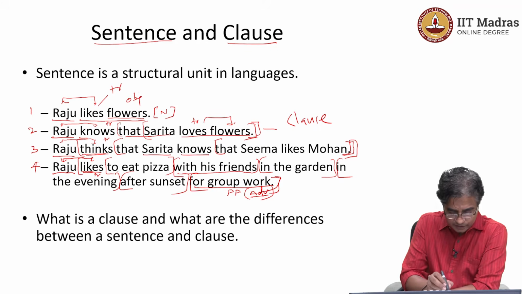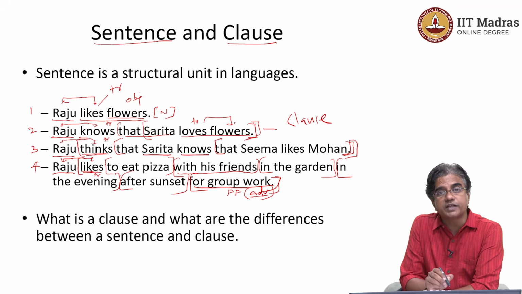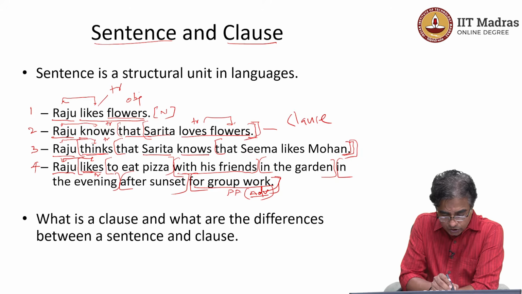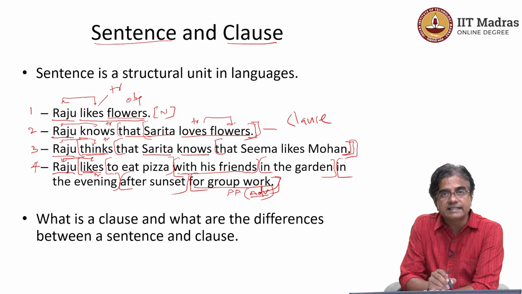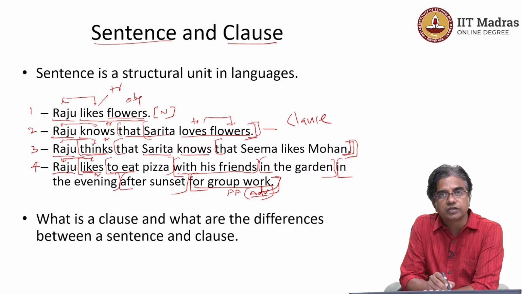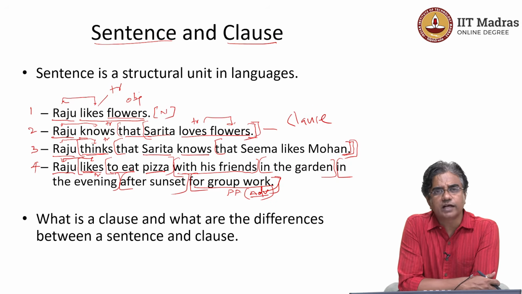Now, the interesting part is, this is also a type of sentence. Look at this. The way it is a sentence is, it has the verb, he likes to eat. Eat what? Pizza. Pizza is the object of the verb eat. Then one can ask a question: if this is a sentence, where is the subject of this sentence?